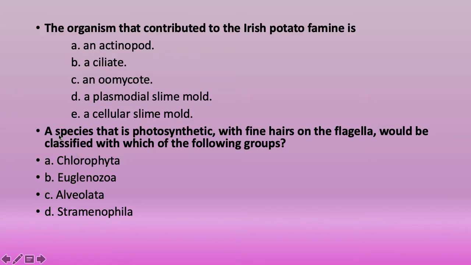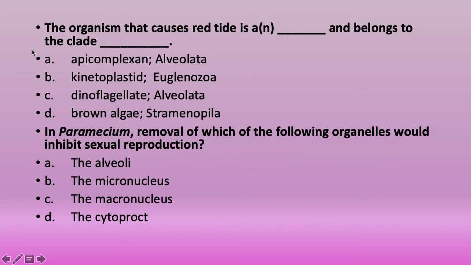Mycete. A species that is photosynthetic with fine hairs on the flagella would be classified with which of the following groups? Stramenopila. Next one. The organism that causes red tide is a blank and belongs to the clade blank. Red tides are caused by dinoflagellates and the clade Alveolata. In Paramecium, removal of which of the following organelles would inhibit sexual reproduction? That was the micronucleus, the smaller one.